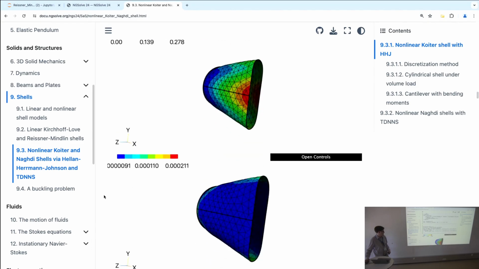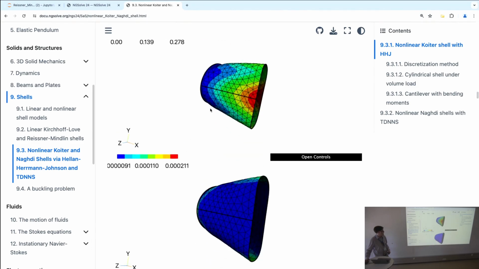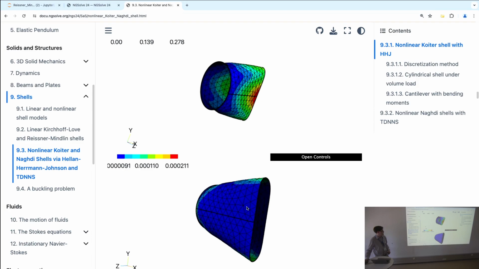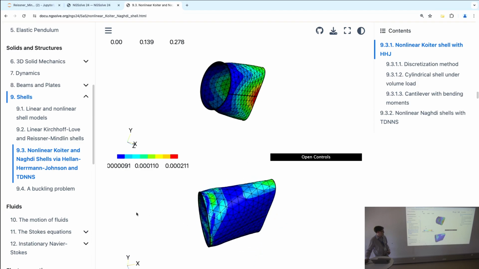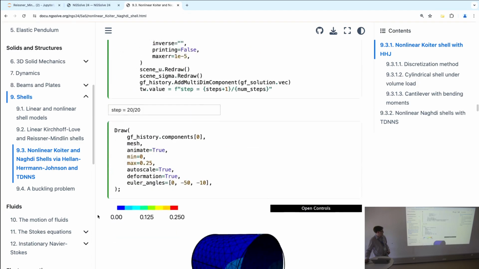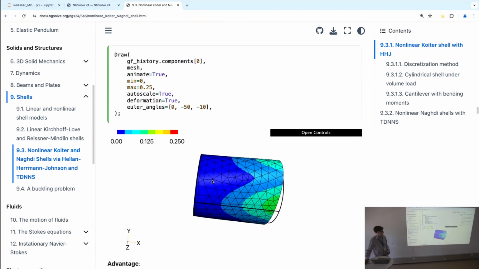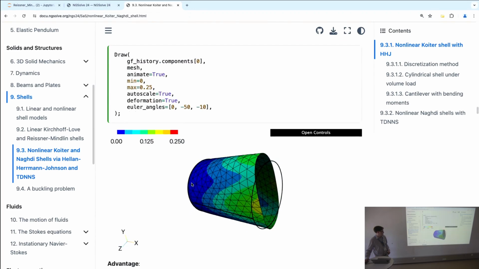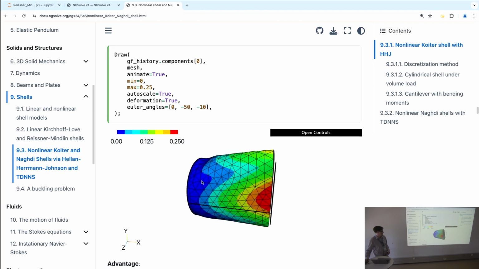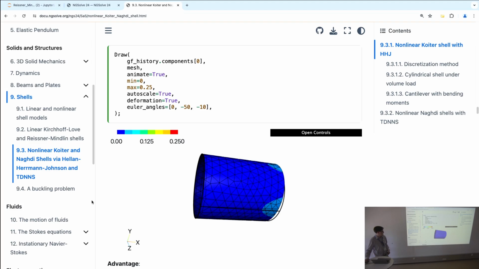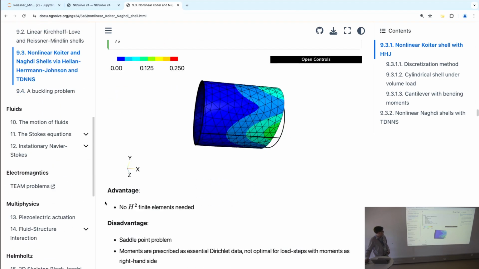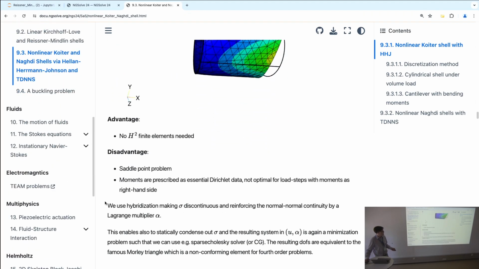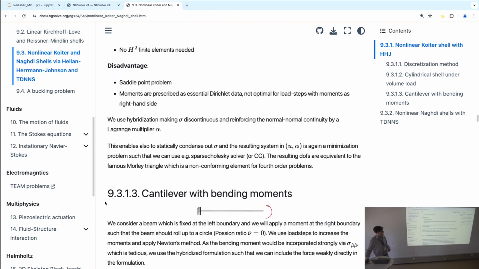And now if we look at this, so here we have the final displacement after Newton, so it's a pretty huge deformation. And here we have also a video of how it gets deformed. And yeah, so again, we can use hybridization. So we can get a positive definite system, except from bifurcation points, of course.